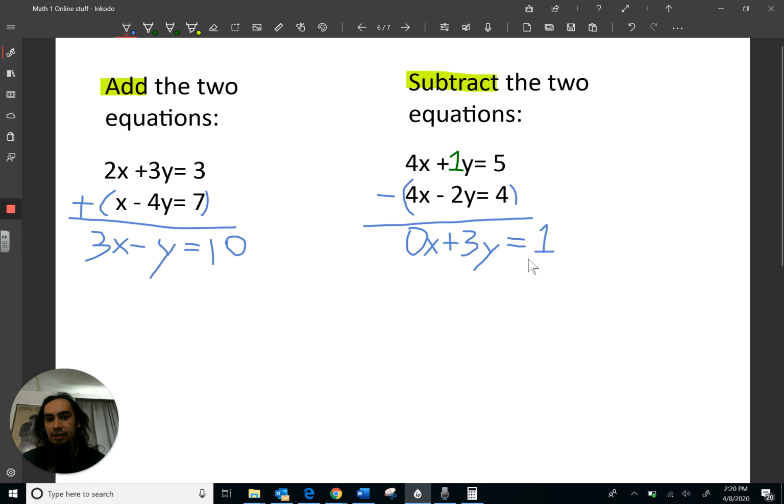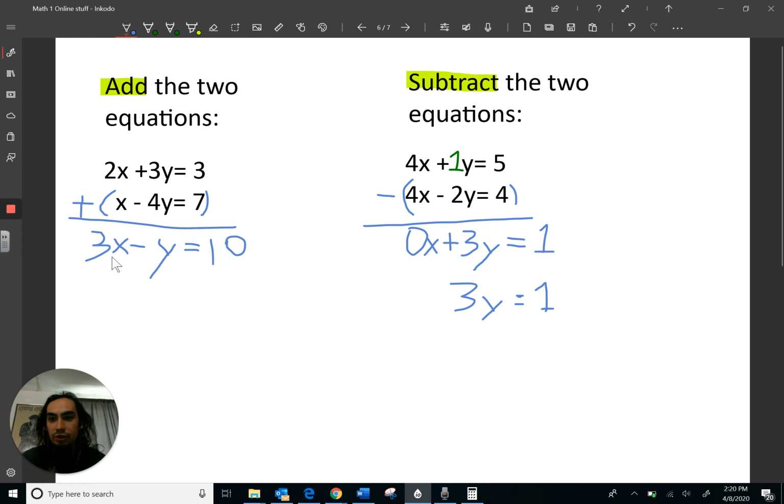Now you're done here, except I want to point out one thing. 0x, since I have no x's, I can actually just rewrite this without that information. I can just write 3y equals 1. In other words, I'm saying that the equation exists without any x values anymore. They're gone. There is no x anymore. It's just 3y equals 1.